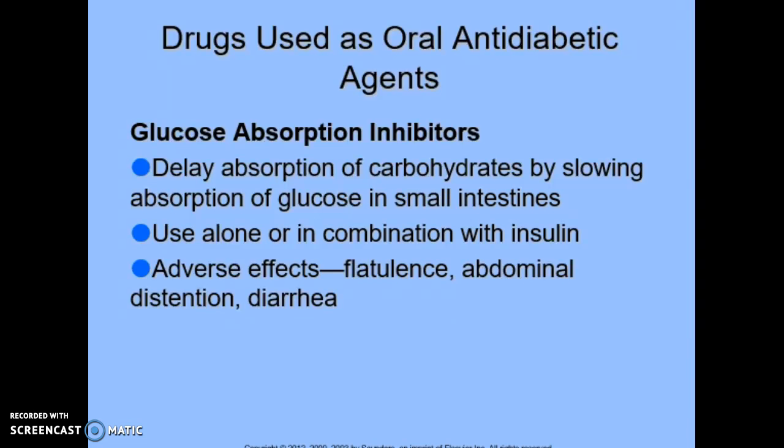We're still on drugs used as oral anti-diabetic agents, and now we're going to talk about glucose absorption inhibitors. These delay absorption of carbohydrates by slowing absorption of glucose in the small intestines. You can use these alone or in combination with insulin, and the adverse effects are flatulence, abdominal distension, and diarrhea. Some examples of these might be Precose or Glyset. That would be number 2.